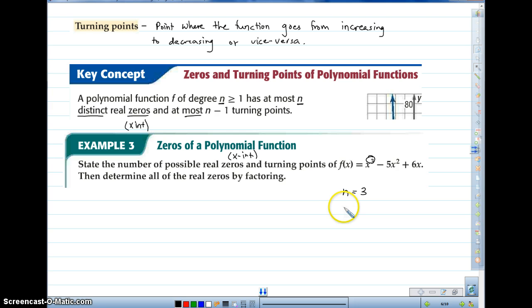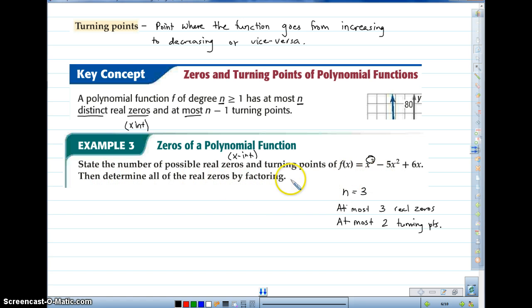And so that tells me that there could be at most, make sure you write at most, 3 real zeros and at most 2 turning points. Okay, that's what we can determine just by looking at the highest degree. All right, the second thing they want us to do is determine all of the real zeros by factoring.